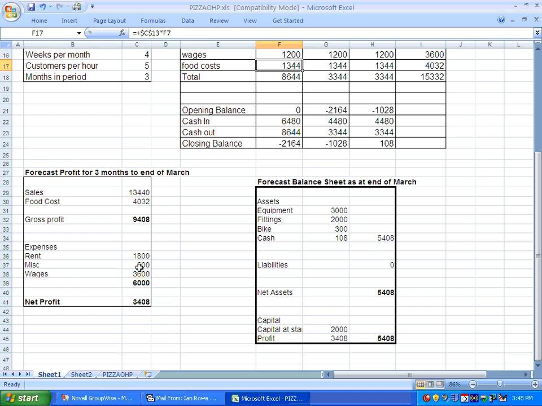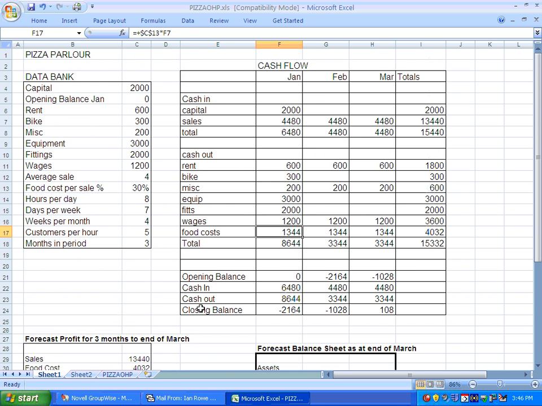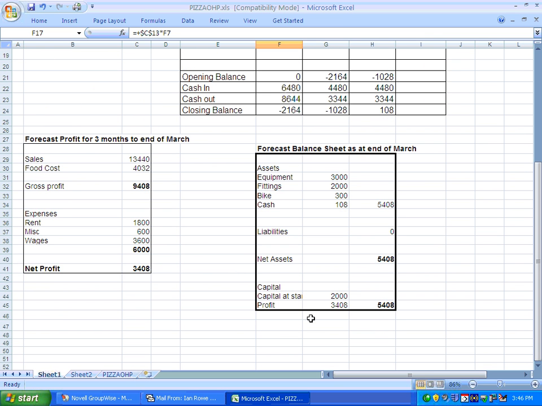So first of all, the profit. Now the most important thing we need to learn here is that profit is not the same as the amount of money we've got in the bank, and we can see that clearly if we look at the cash flow. You can see we end up with £108 at the end of March, so not much money there. But we're saying here in the profit calculation that we made £3,000 profit. So we need to understand why the two are different, because they usually will be different.